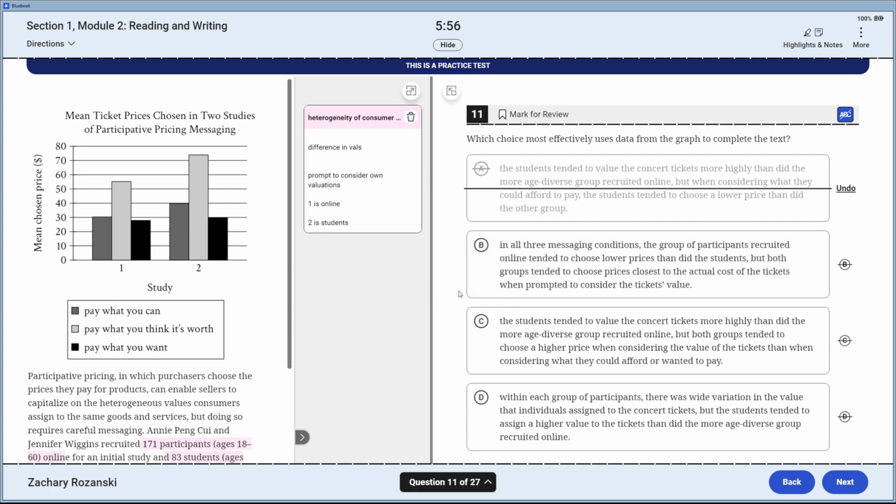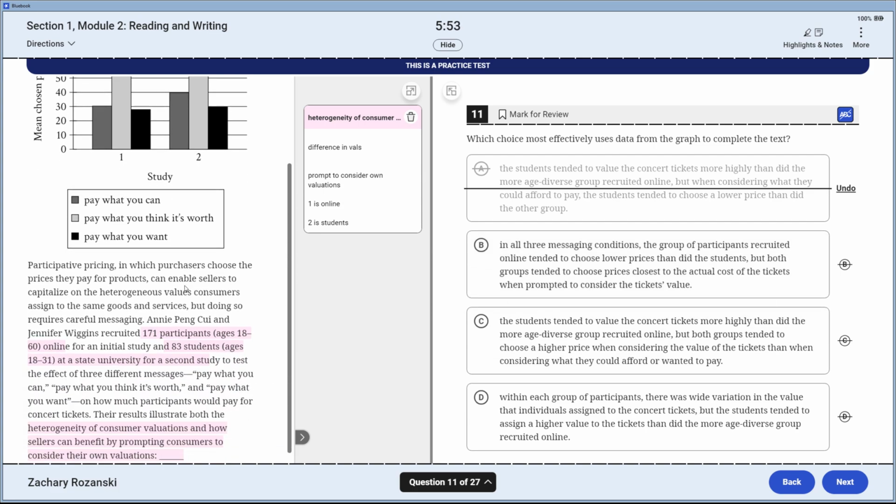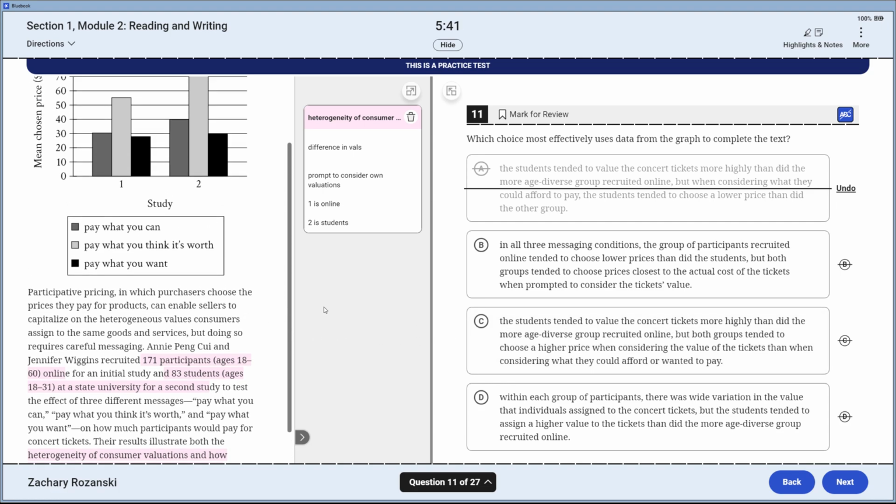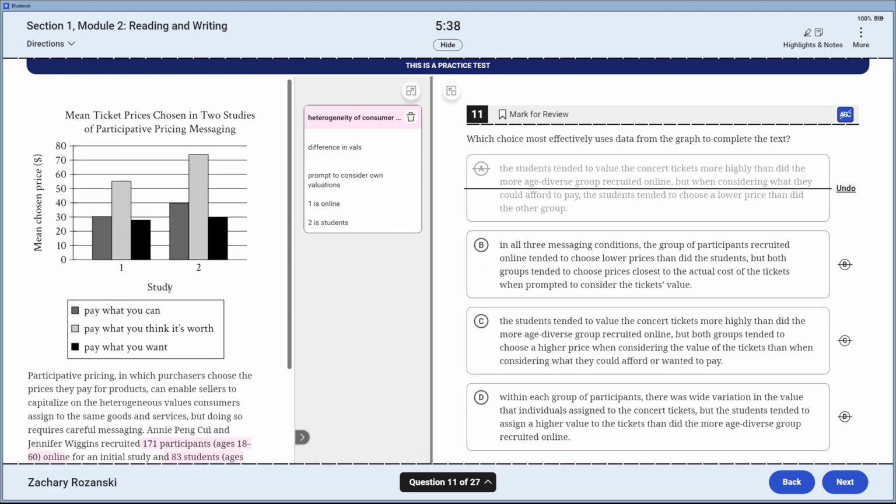B. I don't pay what you think it's worth. Pay what you want, pay what you can, pay what you want, pay what you think it's worth. I don't think I have the actual ticket price. I'm going to move to C. The students tended to value the concert tickets more highly than when viewed online.